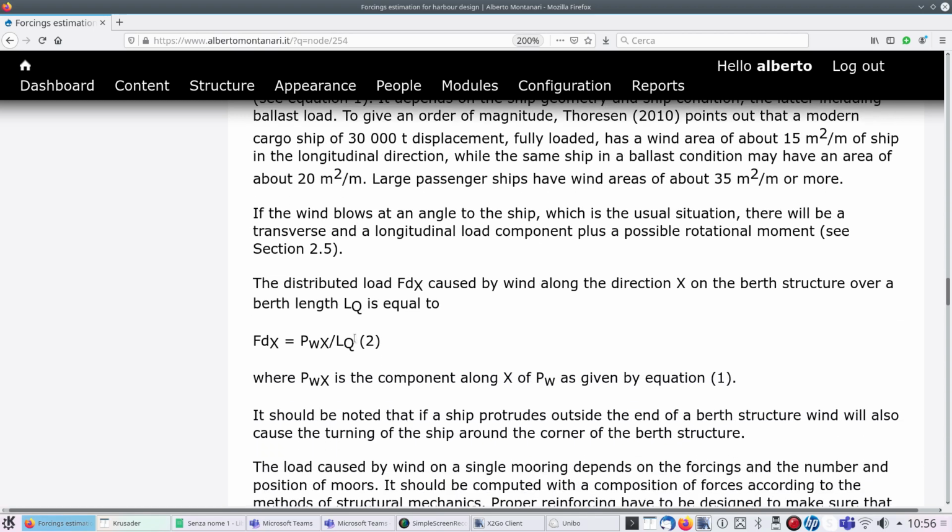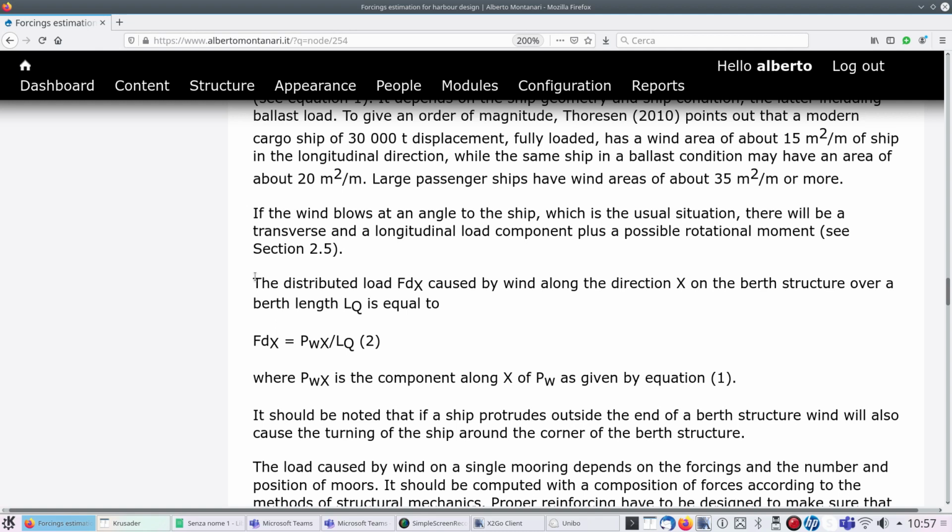Now, we have to compute the load that is transmitted by the wind and the ship over the berth. The load should be considered along a given direction, which for instance we call here X. And we are talking now about the distributed load, which means that independently of where moorings are placed, we can express the load as a distributed load or a concentrated load over the moorings. Usually we have to size the moorings by considering the concentrated load, but the overall structure of the berth is to be designed by considering the distributed load.